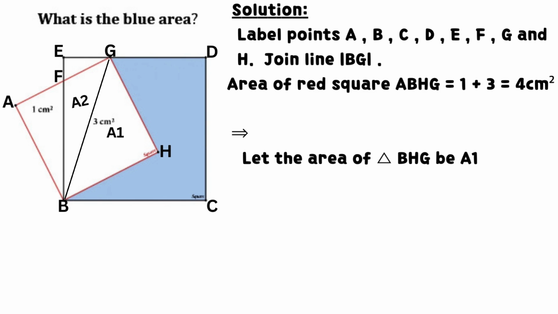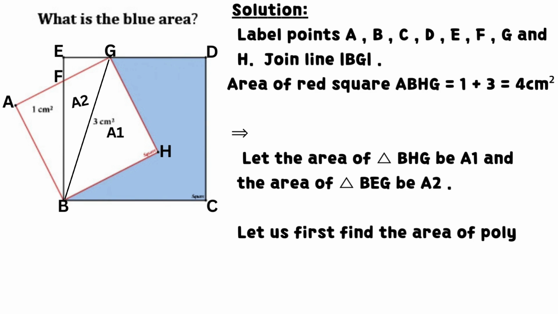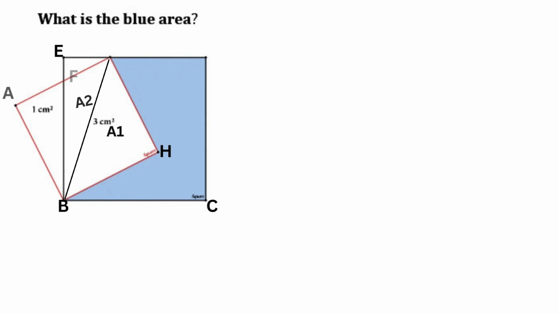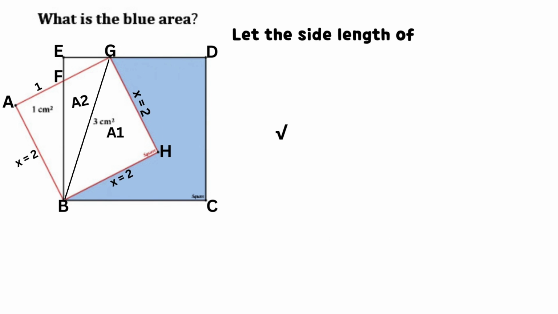Join line B, G. Hence, the area of the inscribed red square A, B, H, G equals the sum of 1 and 3, which equals 4 square centimeters. Let the area of triangle B, H, G be equal to A1 and the area of triangle B, E, G be equal to A2. Let us first find the area of polygon EGH, which equals the sum of A1 and A2, where A1 equals half the area of ABHG, which equals 2 square centimeters.